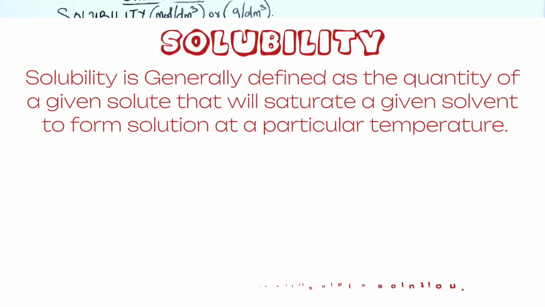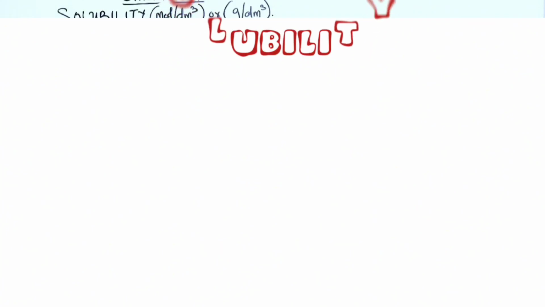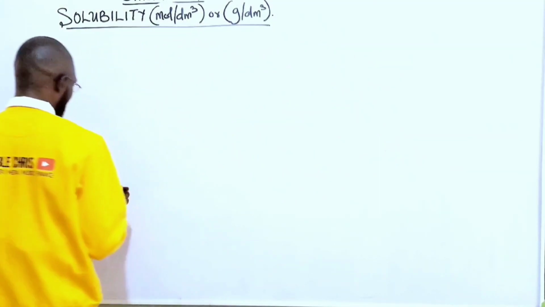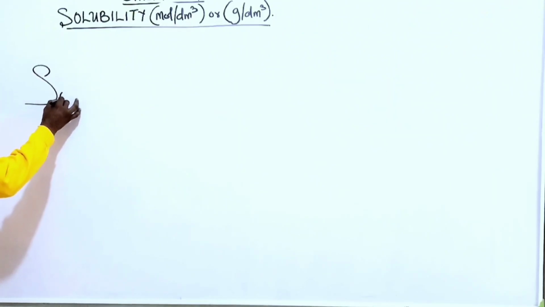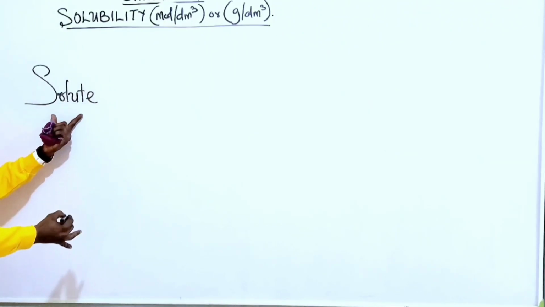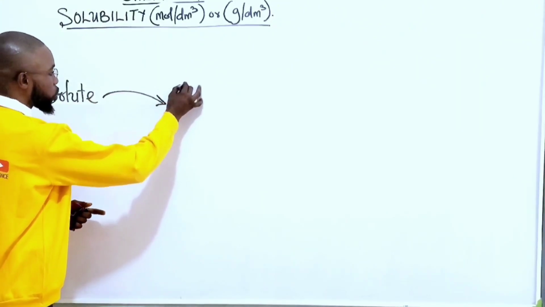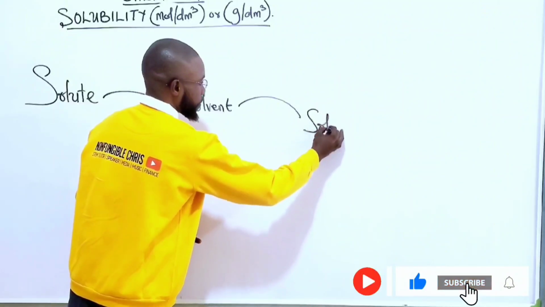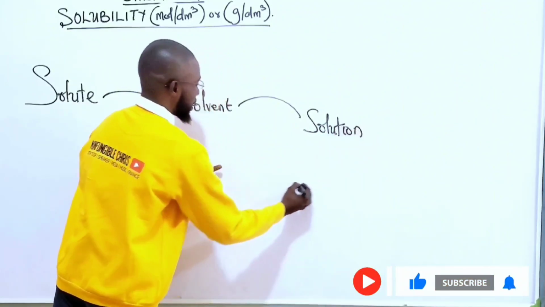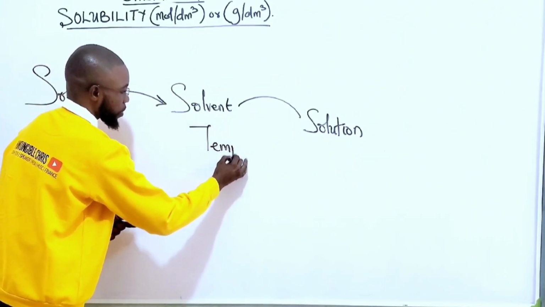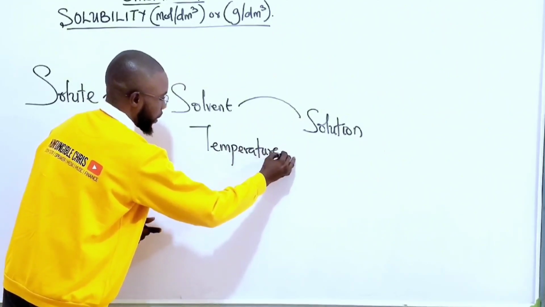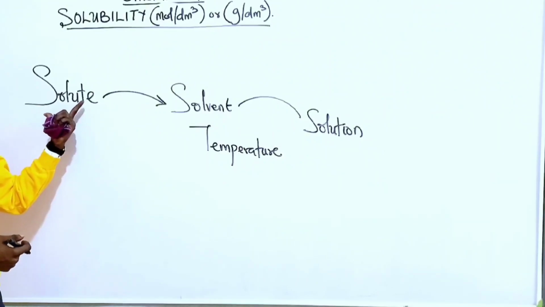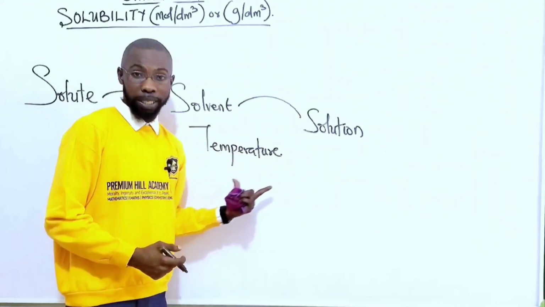So solubility has to do with three main important words: solute, solvent, and solution. We talked about what solubility is: the amount of solute that dissolves in a solvent to form a solution at a given temperature. These are the three things we're looking at with regard to solubility. We talk about the amount of solute that dissolves in solvent to form solution at a given temperature.